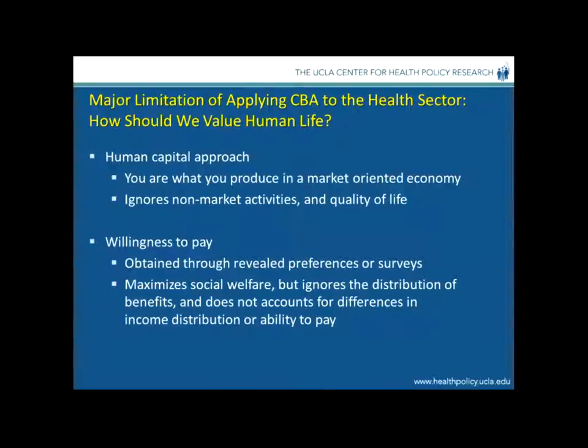So economists like willingness to pay because it maximizes social welfare, but the problem that many of us have is that it ignores the distribution of benefits, and it doesn't account for differences in income distribution or ability to pay. So, we'd all like to live in a healthier setting, but unfortunately, not everybody has the same ability to pay, and as a result, it creates undesirable social consequences.